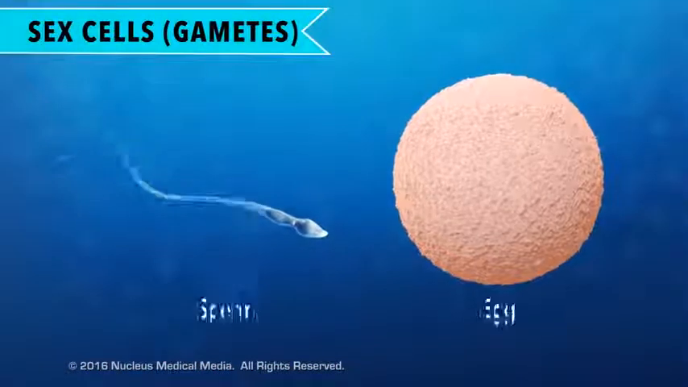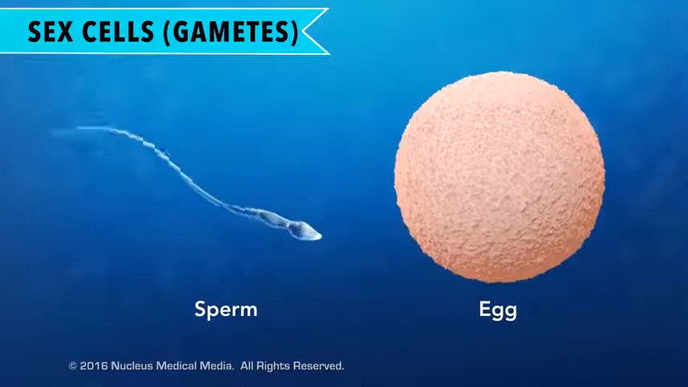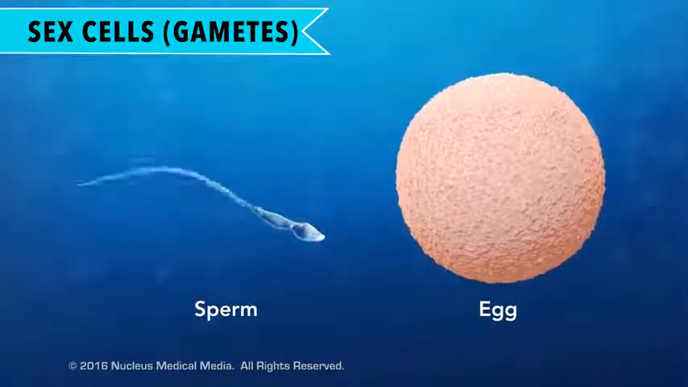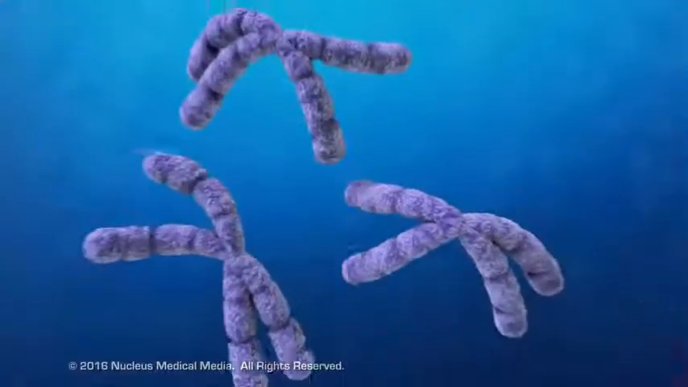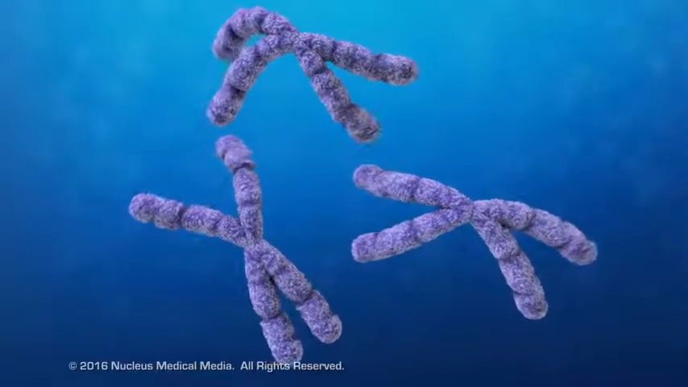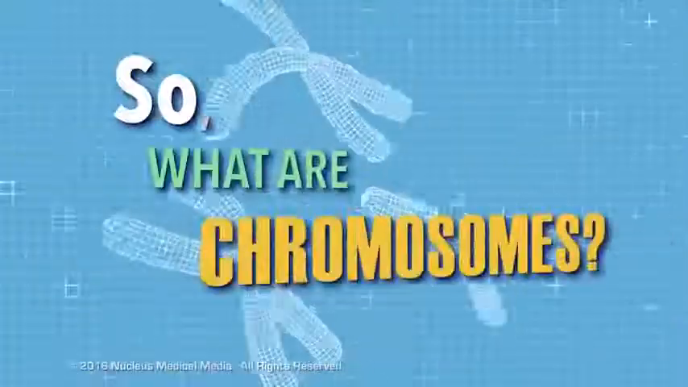In a modified example of cell division, sex cells called gametes are made. Chromosomes are an important part of cell division. So, what are chromosomes?